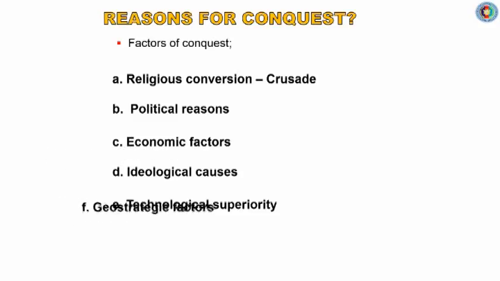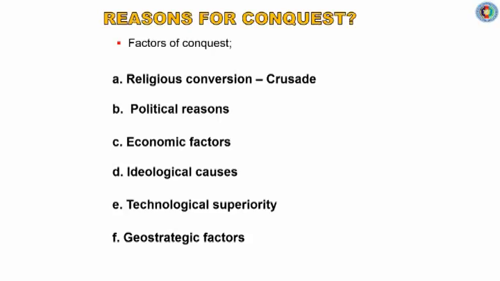The second one is political. Each country had different reasons. For example, Germany and Italy wanted to become great powers because of national prestige. They wanted to be the best and have the biggest empire.